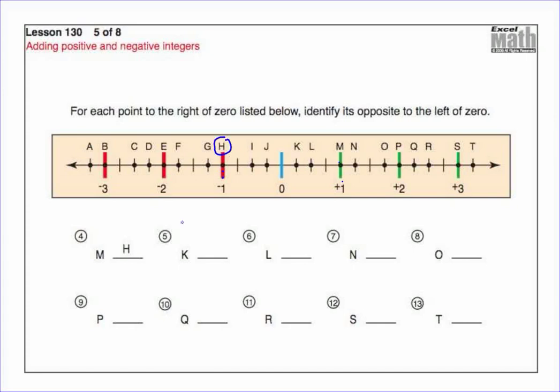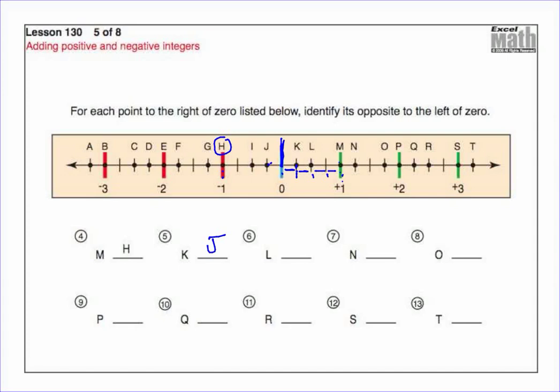Let's try one of these together. K, let's find k. K is right here. 0, 1. K is at the 1, 2, 3, 4. This is being divided into 4 pieces. So that's positive 1/4. So we'd go on the opposite side of this 0 line to find the same distance on the other side to find the opposite of positive 1/4, which would be negative 1/4 at the letter J.